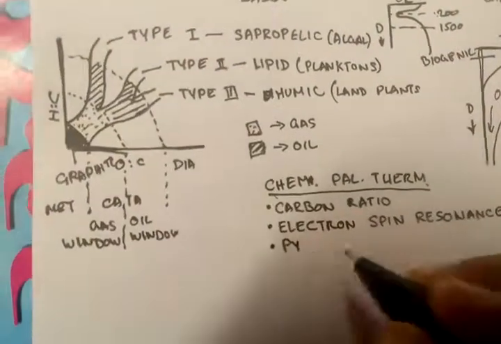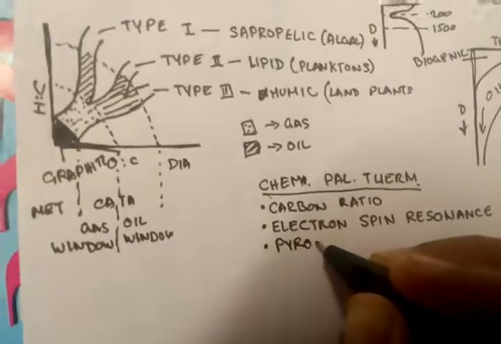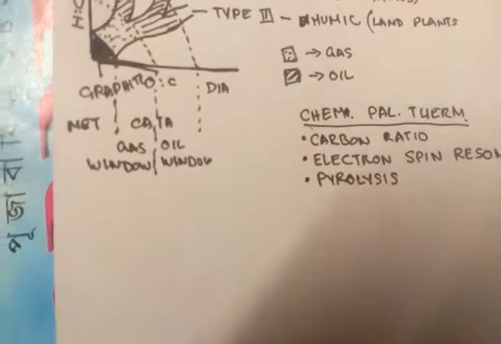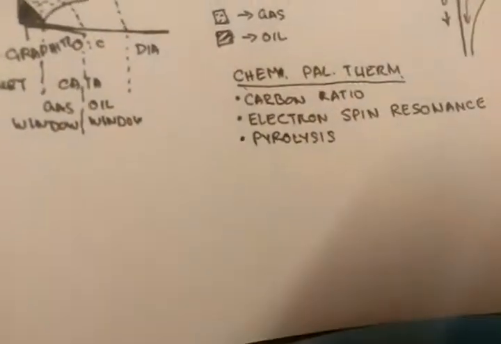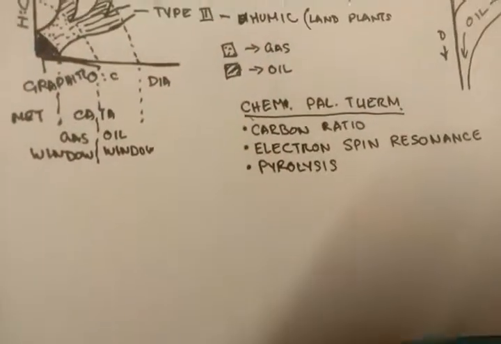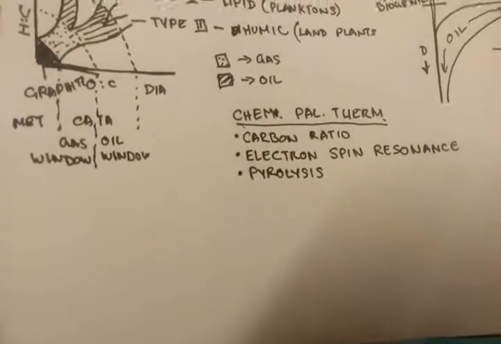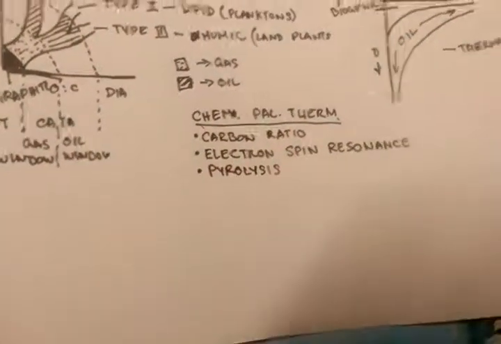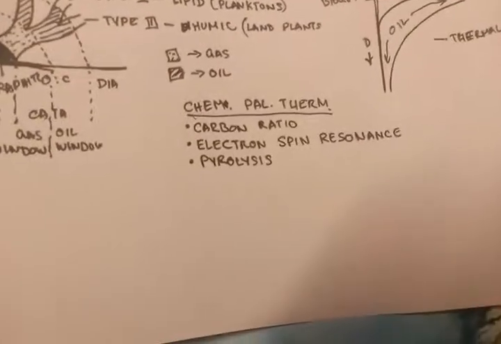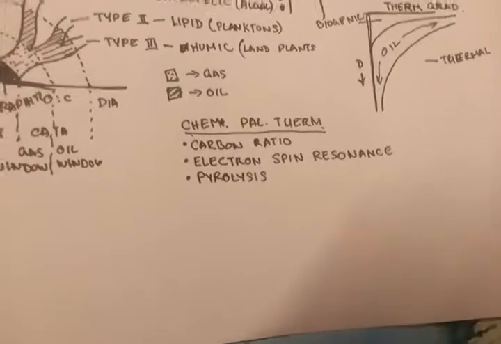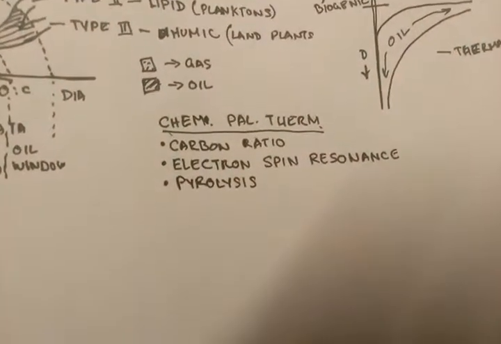Third is pyrolysis. So when we get the source rock, the hydrocarbons in it are heated to a very high temperature, and the hydrocarbons that are there crack and form shorter hydrocarbons. The complex hydrocarbons form simpler hydrocarbons, and based on that the maturation of the source rock is checked.